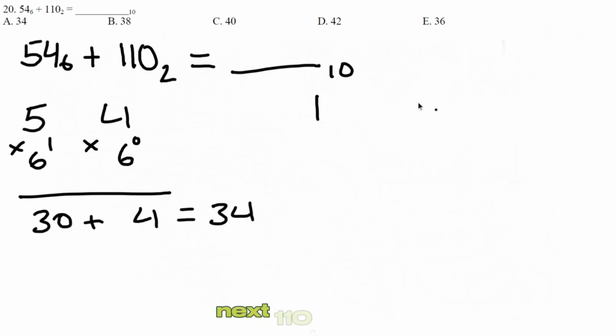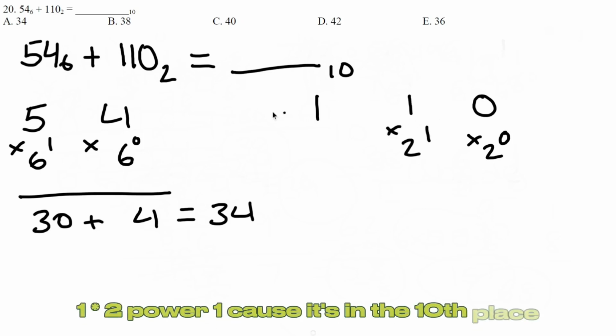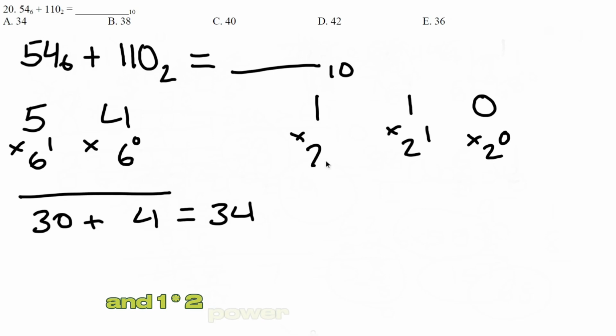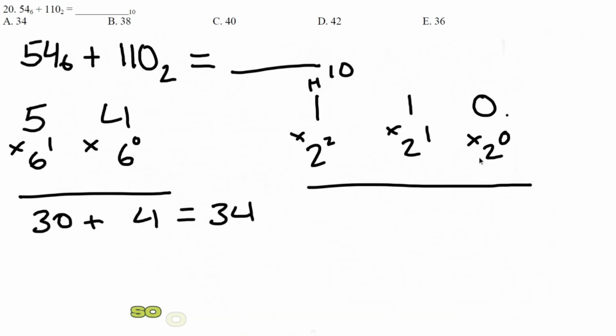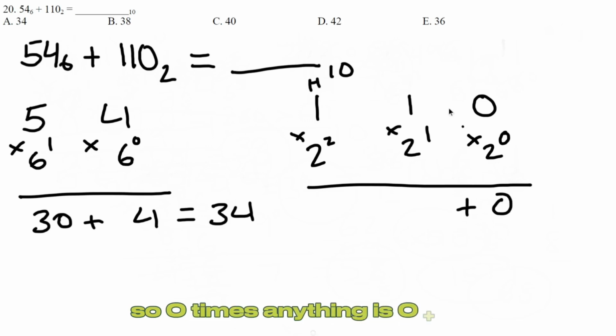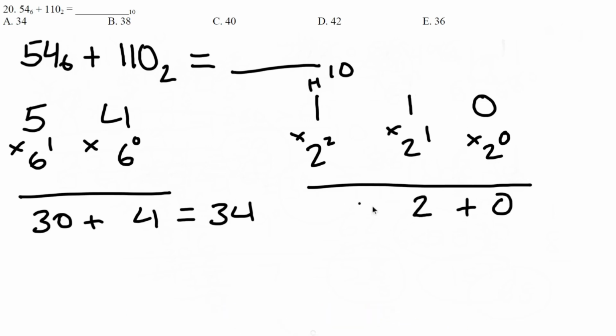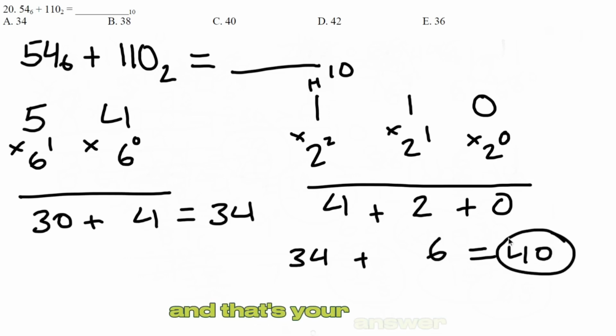Next, 110 base 2. So 0 times 2 to the power of 0. 1 times 2 to the power of 1 because it's in the tens place. And 1 times 2 to the power of 2 because it's in the hundreds place. Alright, so we add these up. 0 times anything is 0, plus 1 times 2, which is 2, plus 1 times 2 squared, which is 4. So 4 plus 2 plus 0, which is 6. So 6 and 34. So 34 plus 6 equals 40. And that's your answer.